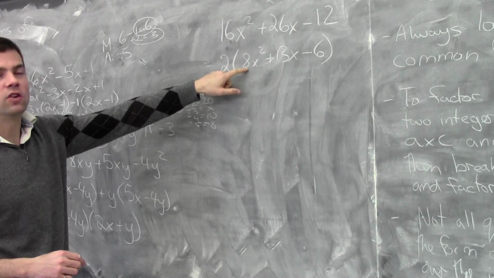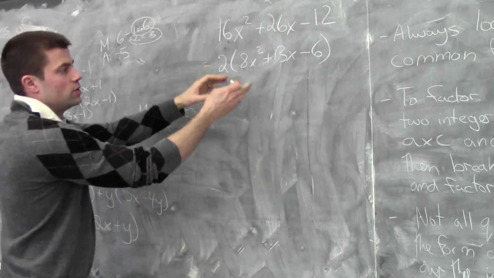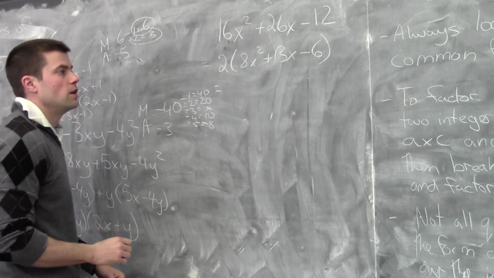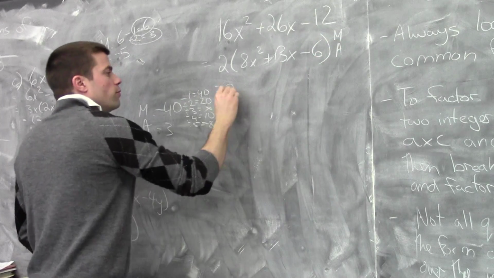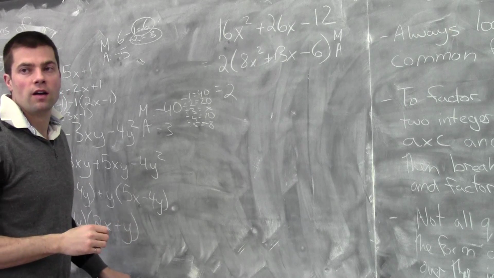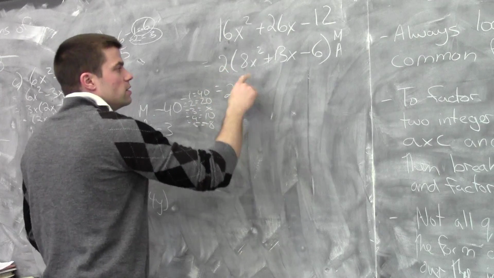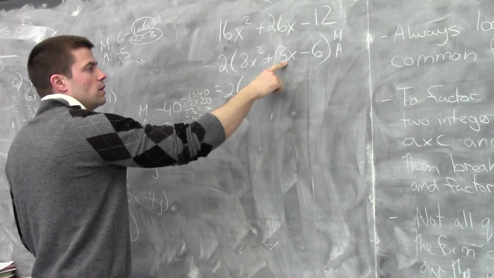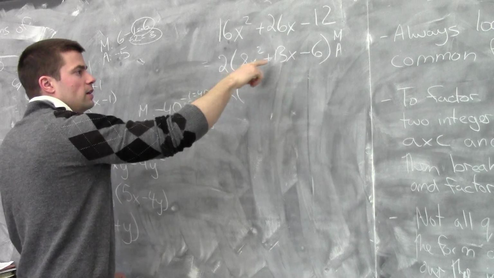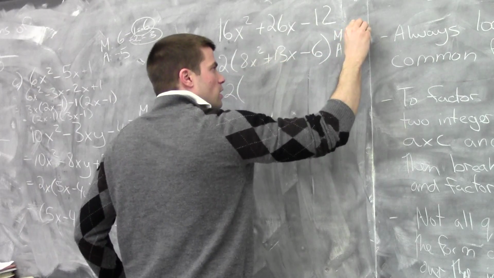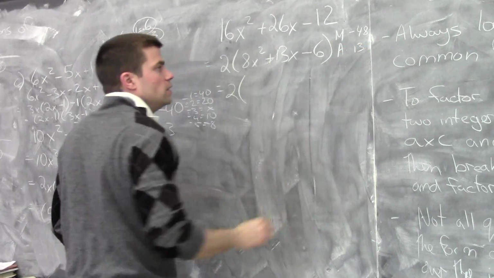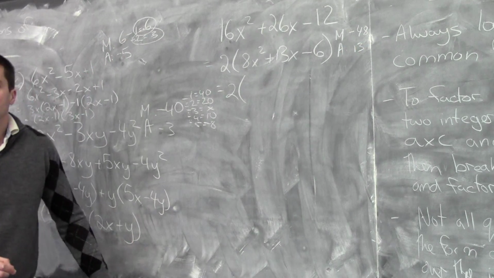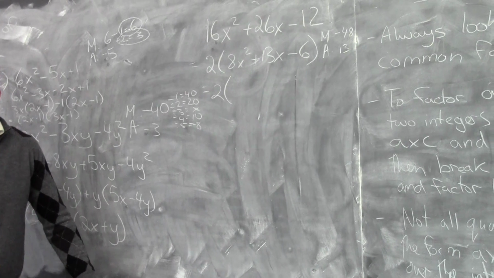But now we still have an a value, so we can't go to 2 sets of brackets right away, unfortunately. We still have to do m and a. We're going to ignore the 2 for now, just leave the 2 on the outside. And we're going to decompose this middle term into two numbers. So 8 times negative 6 is negative 48, and add to positive 13. So numbers are getting a little trickier.